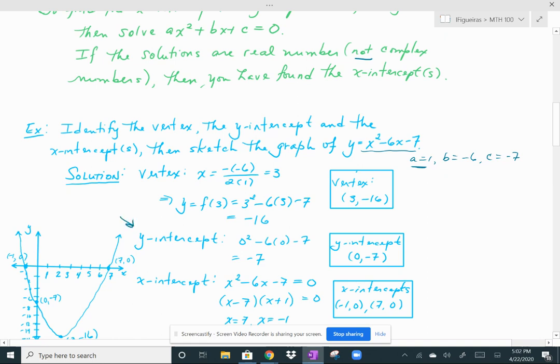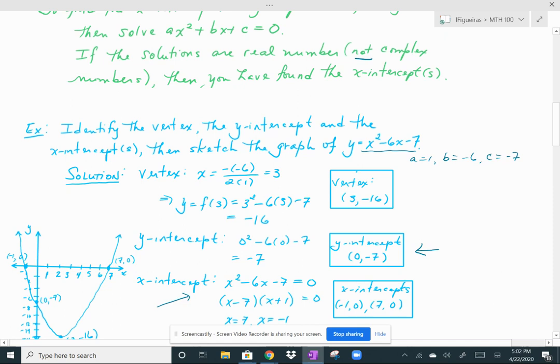Y-intercept. Y-intercept is when x equals 0. So those are always easy to find. When x is equal to 0, if you plug it into your function, you're going to get the constant, as I mentioned before, which is negative 7. So your y-intercept is 0, negative 7. So that's a point that you would want to plot.